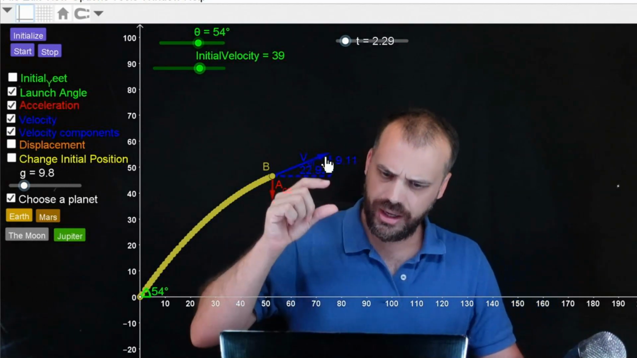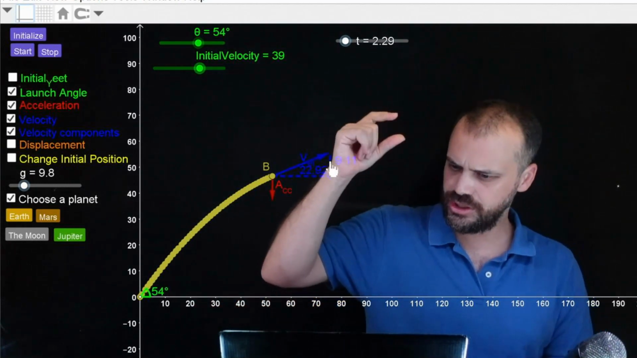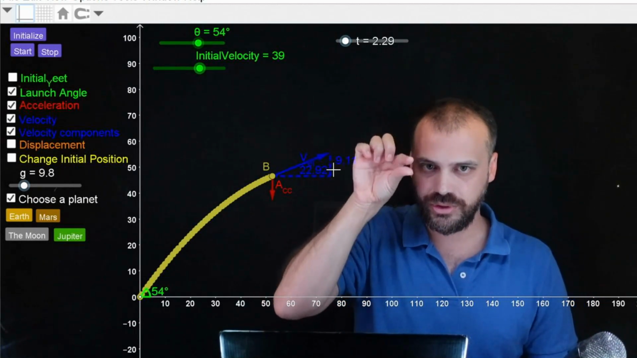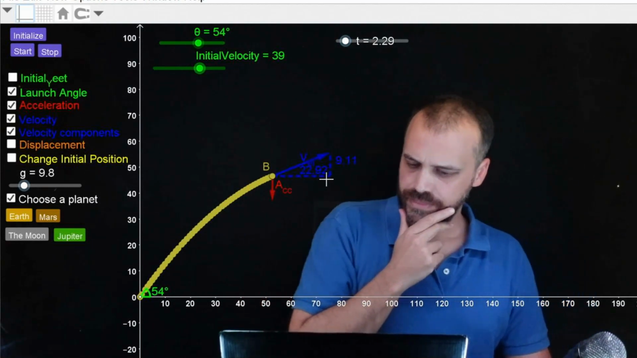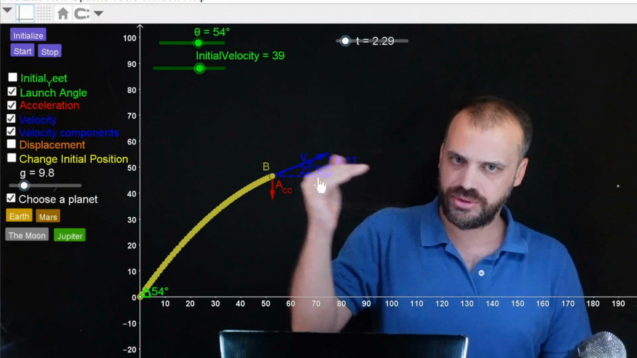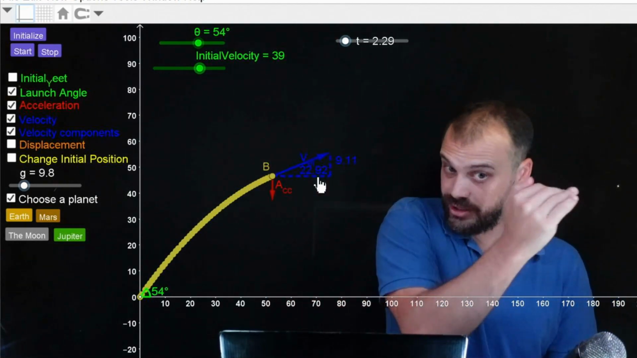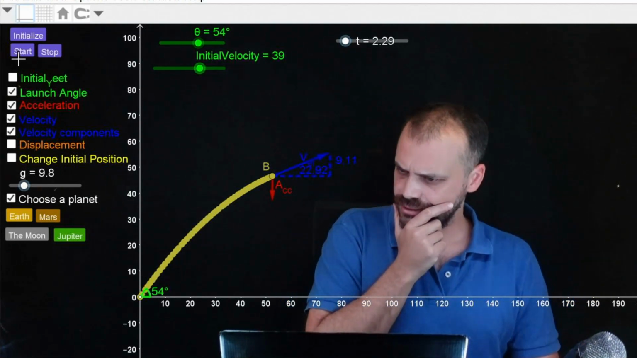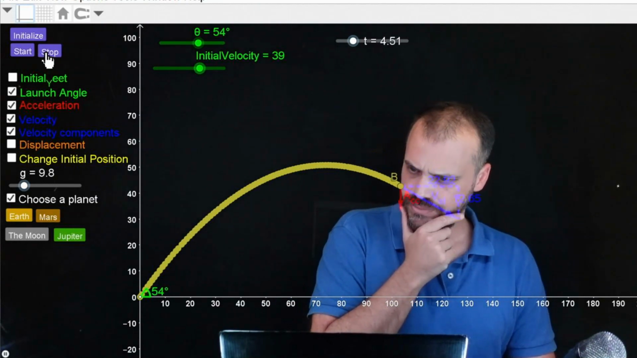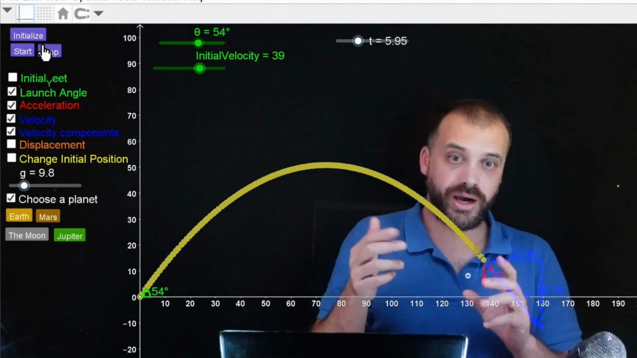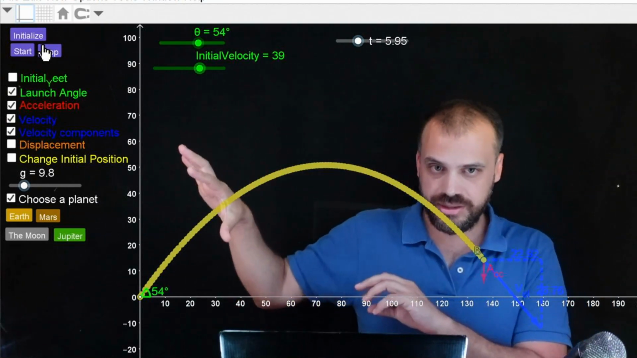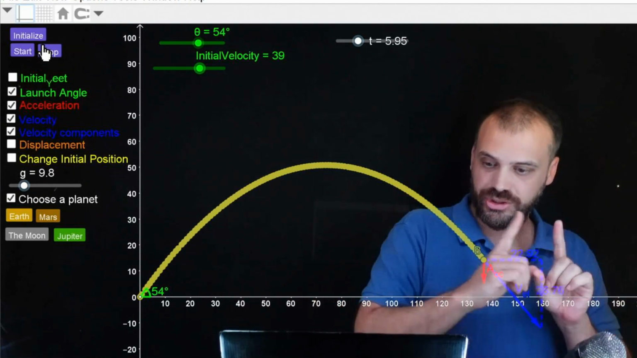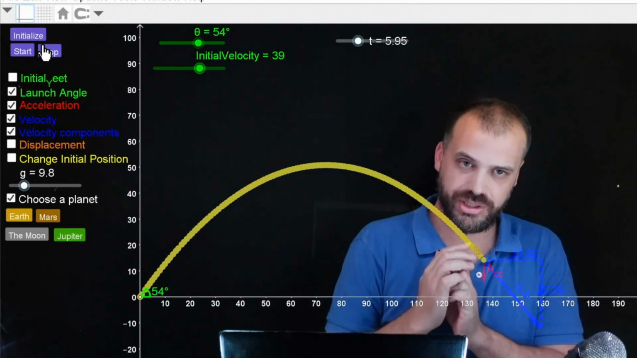Okay, so as expected, it's changing in the J direction, right? It's getting smaller as we go because it's not rising as much. But that 22.92, that velocity in the I direction is remaining constant, 22.92. Just continuing here. Oh, wow. Okay, so it doesn't matter whether we're right at the start, we're right at the top, we're right at the end. That velocity in the I direction remains constant at 22.92.